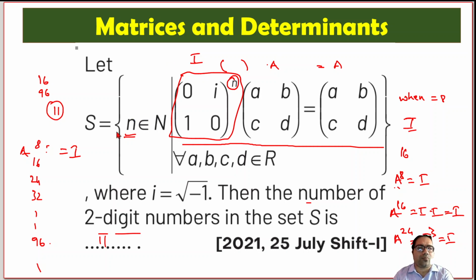Otherwise, this n is infinite. It will start with 8 and it can go to anything. However big the number, if it is a multiple of 8, then this one power n is actually equal to the identity matrix. Right, guys?